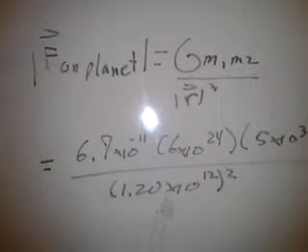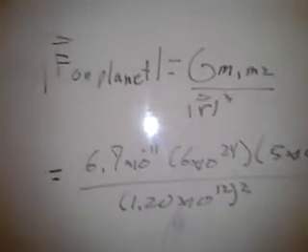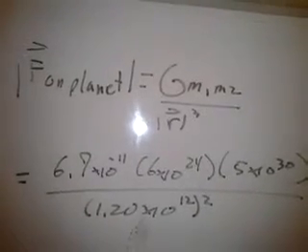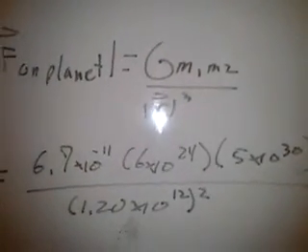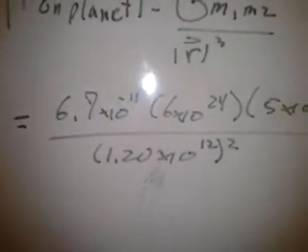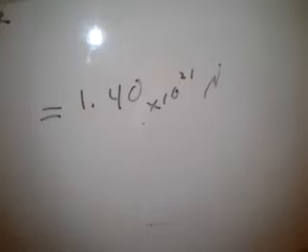The next step is to find the magnitude of the force exerted on the planet by the star. We use the formula for gravity, mass 1 times mass 2 divided by the distance between the planet and the star squared. So we take 6.7 times 10 to the negative 11 times 6 times 10 to the 24 times 5 times 10 to the 30th divided by 1.20 times 10 to the 12th squared. This comes to be 1.40 times 10 to the 21 newtons, and this is also the magnitude of the force exerted on the star by the planet.